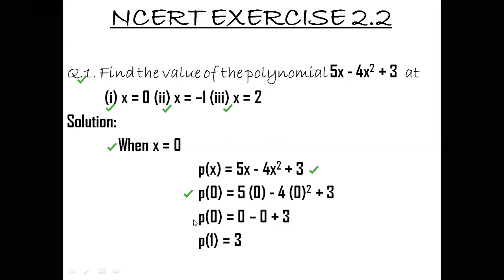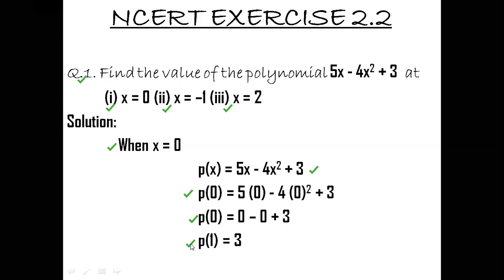Again, in the next step, p of 0 is equal to, what is 5 into 0? It's 0. Minus 0 square is 0. And then 0 into 4 is again 0. Plus 3. So what do I get? That p of 0 is equal to 3.